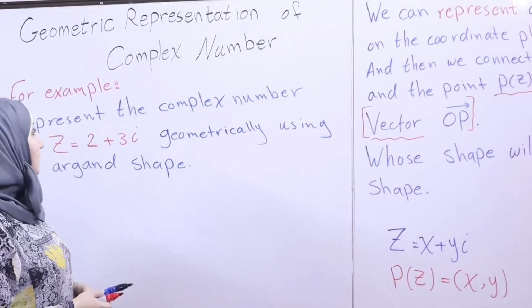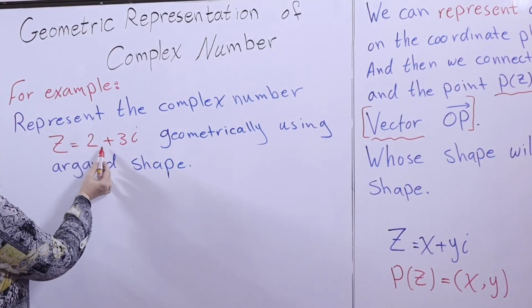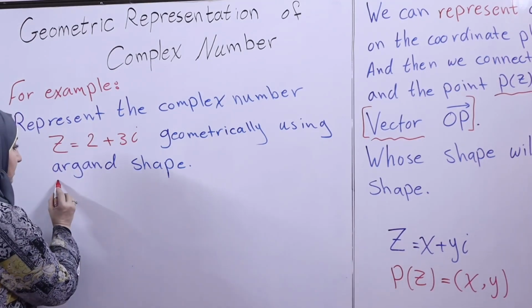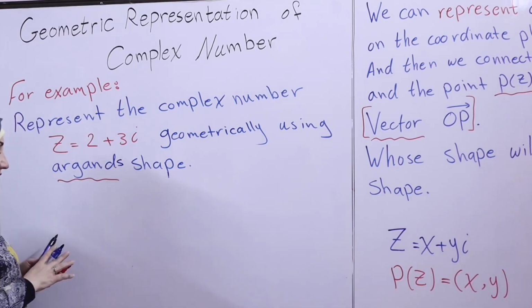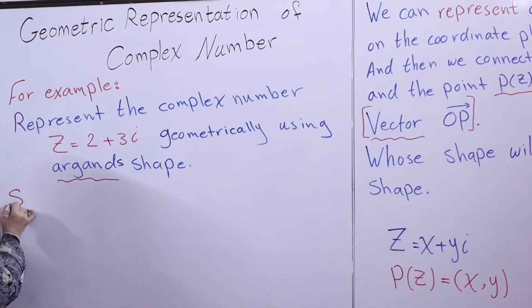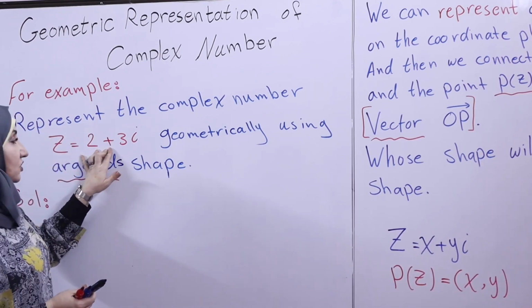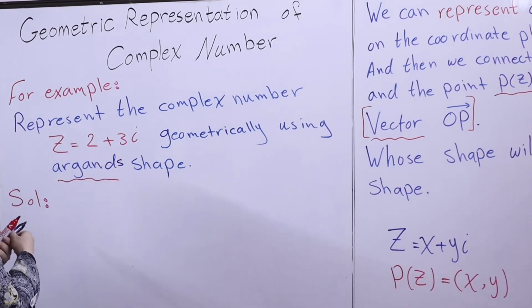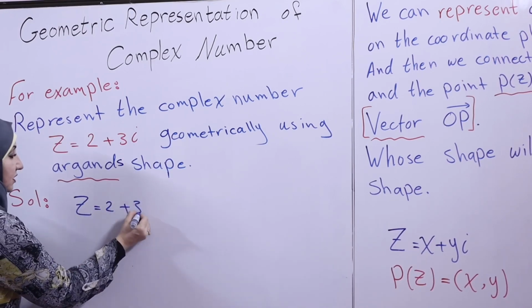For example, represent the complex number z equal 2 plus 3i geometrically using Argand's shape. To represent the complex number z, we will change it to the Cartesian form. How? The complex number z equal 2 plus 3i.